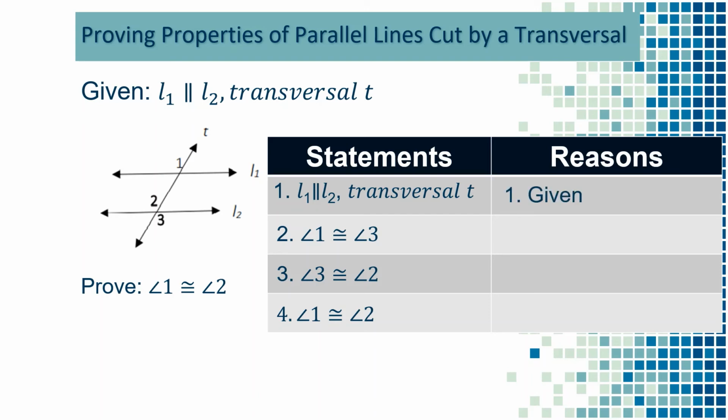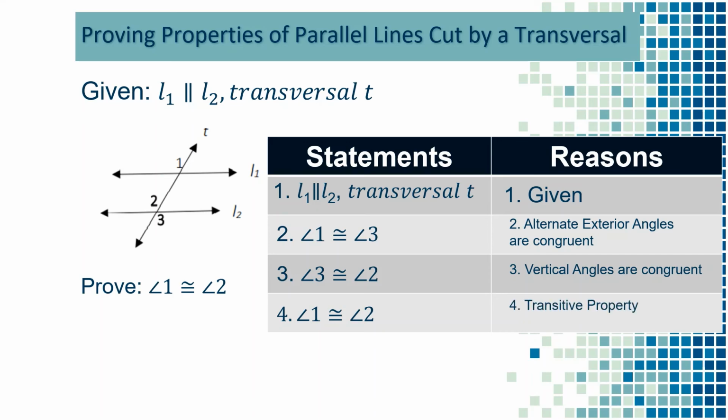Now, what can you say about angle 1 and angle 3? So angle 1 and angle 3 are alternate exterior angles and they are congruent. Now, what relationship exists between angle 3 and angle 2? Correct. So they are vertical angles and vertical angles are congruent. So we can now say that angle 1 and angle 2 are congruent because of transitive property. So transitive property states that if angle 1 is congruent to angle 3 and angle 3 is congruent to angle 2, then angle 1 is congruent to angle 2.